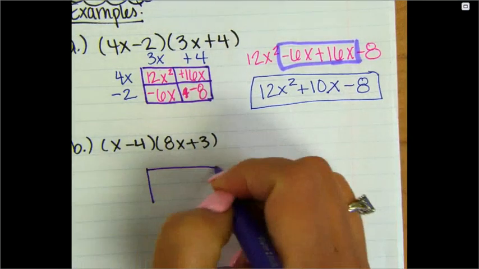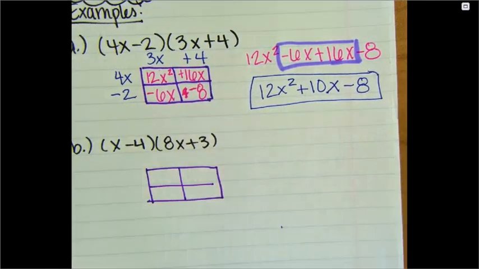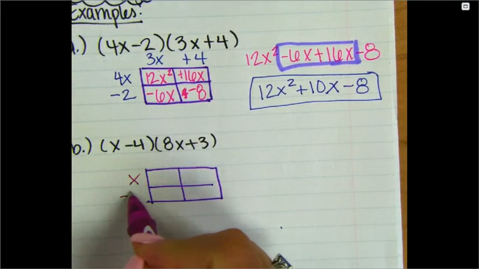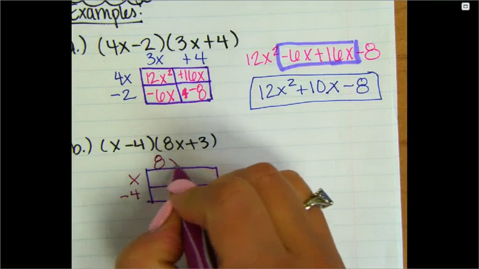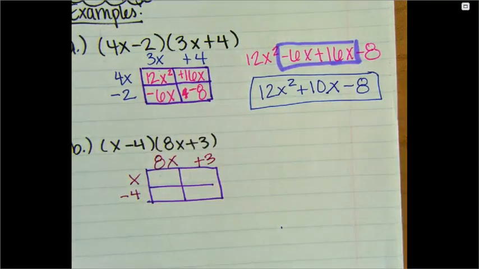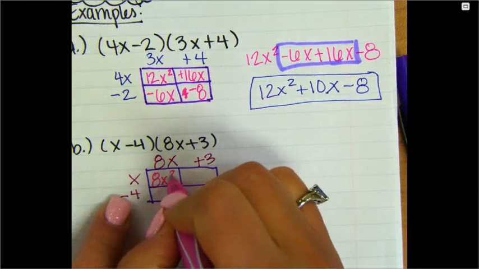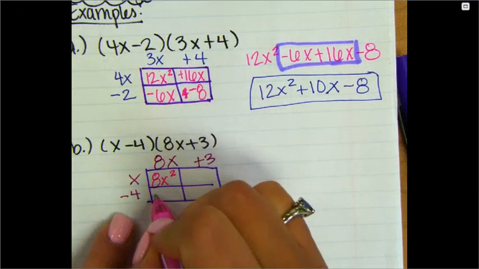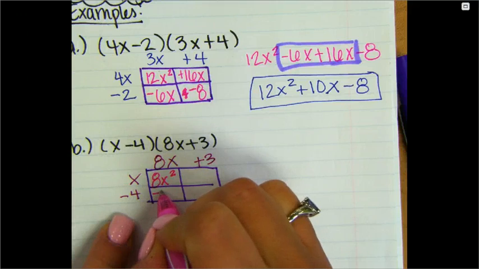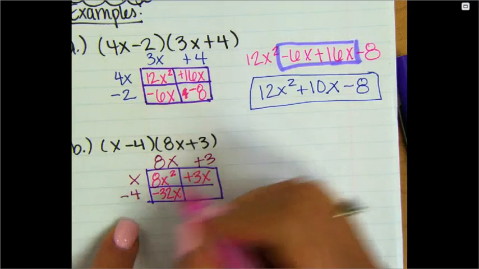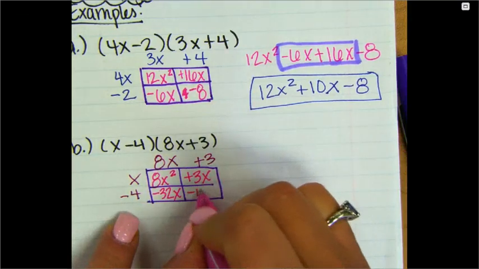Box. 2 down, 2 across, yes? All right, on the outside is what here? Sure, negative 4 here. And positive 3. My turn. X times 8x. 8x squared. Negative 4 times 8x. Positive or negative? Careful. X times 3. Negative 4 and 3. Good.